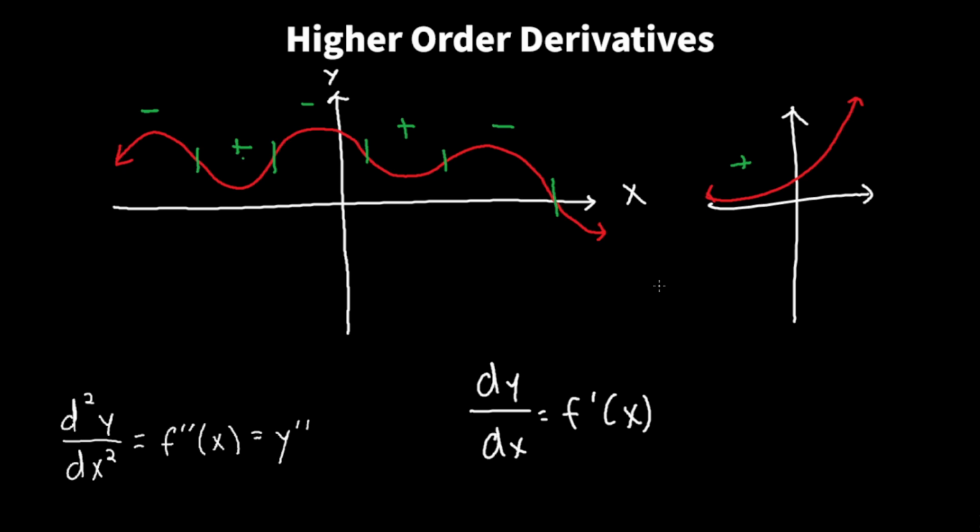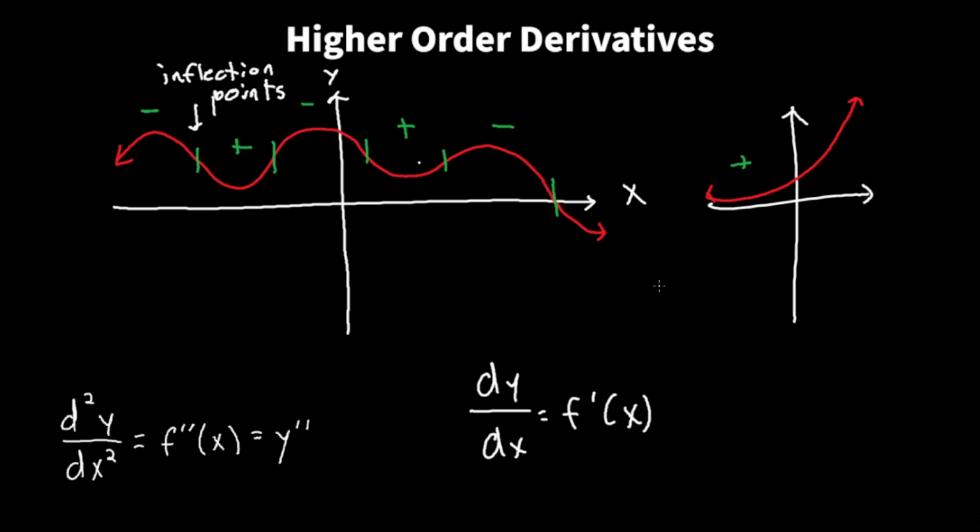Now, these points where the concavity switches, so the points where the concavity turns from negative to positive, are called inflection points. An inflection point is when the concavity changes. So when something turns from negative to positive, or concave up to concave down, or concave down to concave up, that point in which the concavity switches is called an inflection point.